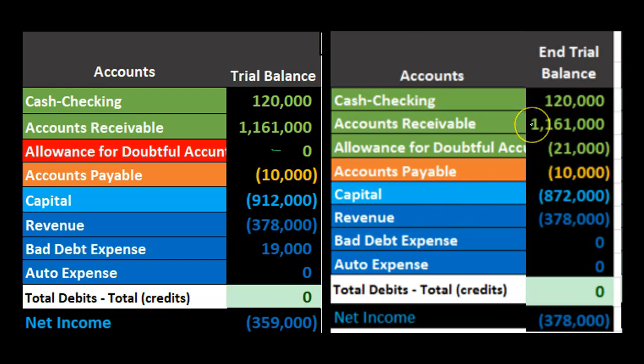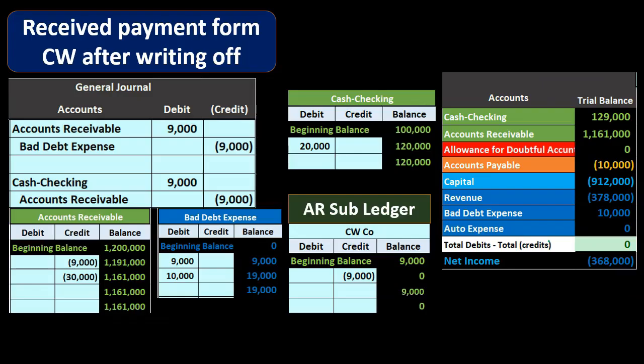We have the same receivable over here, but then we have the allowance account. It's now going down to 21,000 because that's where we wrote off the people that we have determined would be uncollectible. No effect on bad debt expense, no effect on the income statement from writing off these accounts thus far. Next one, we're going to say receive payment from CW after writing it off.